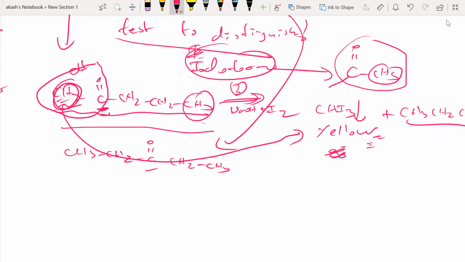Say if I give you propanal and propanone. Again, give me a test to distinguish propanal and propanone.